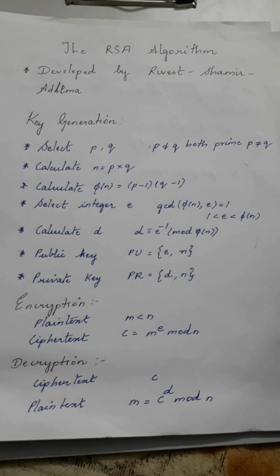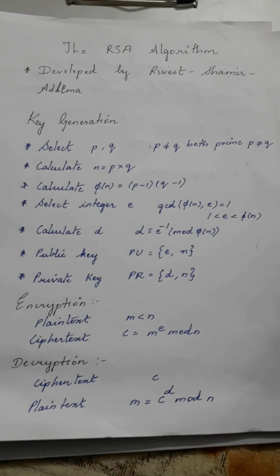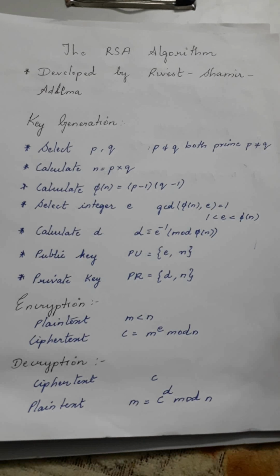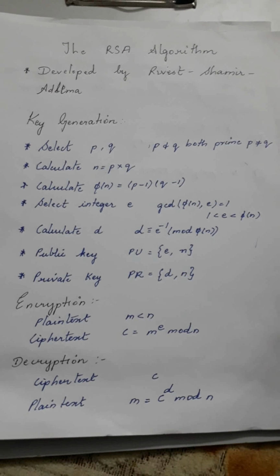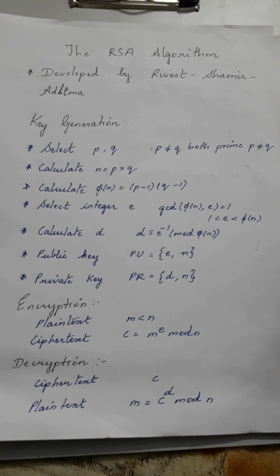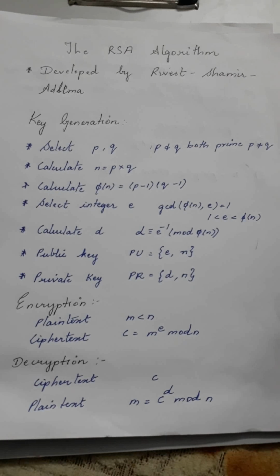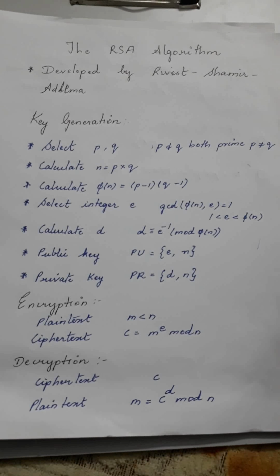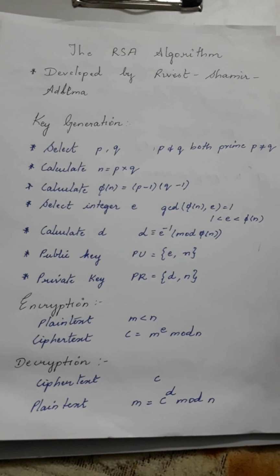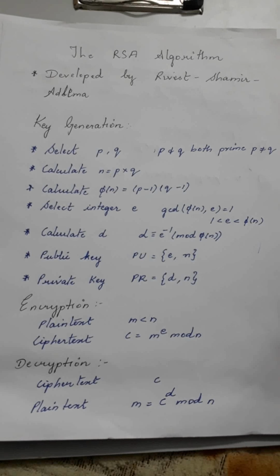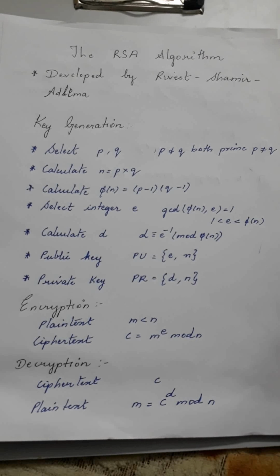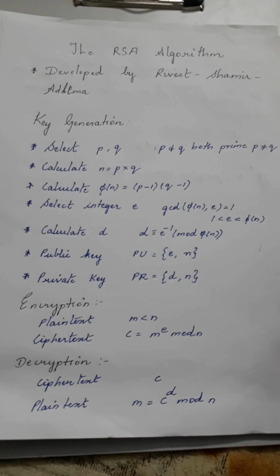First is key generation, where we have to select two prime numbers P and Q, where P is not equal to Q. Second step is to calculate the value of n, where n is calculated by multiplying the values of the prime numbers P and Q. Third step is to calculate the value of phi of n, where phi of n is equal to (P minus 1) into (Q minus 1).